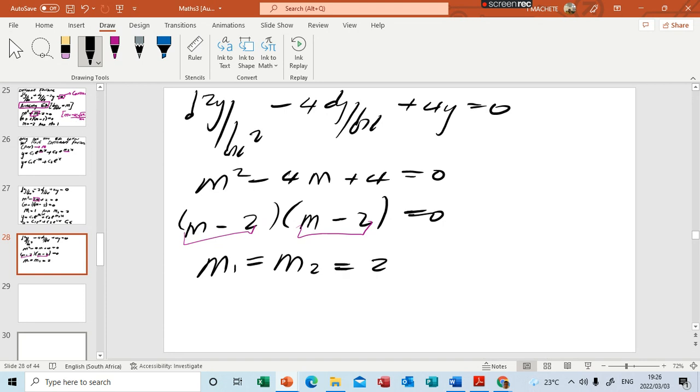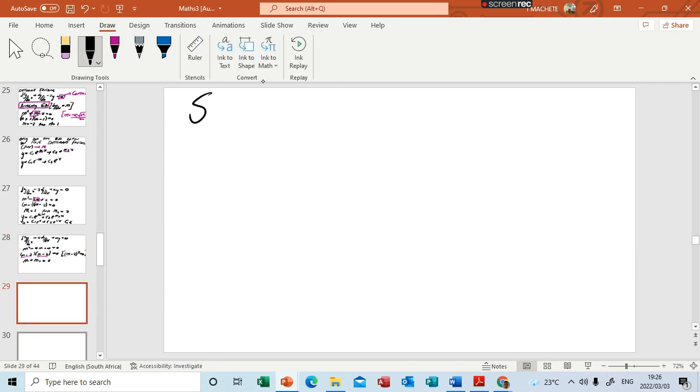Then this is what you're going to do, guys. It's up to you, you can change this and say (m minus 2) all squared equals 0. It's up to you. Doesn't matter. Okay, so now you see the factors are the same. I'm going to write here: same factors.